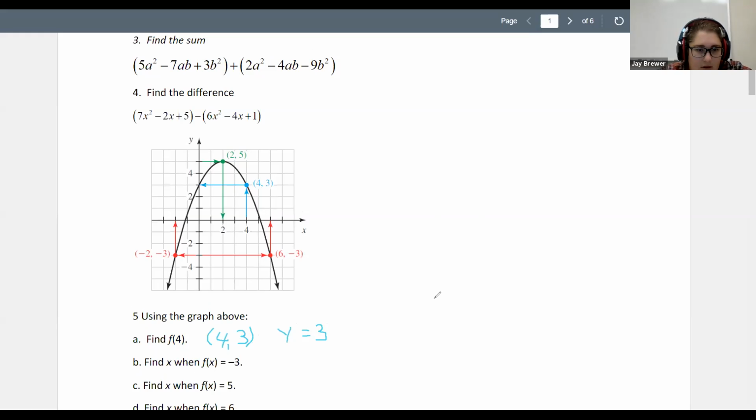All right, if we are going to find x when f of x equals -3, how many answers do you think we're going to have there? Keeping in mind this is a quadratic. 2. Very good. Do you know what they are? -2, -3, and 6, -3. Yep. So -2 and 6.